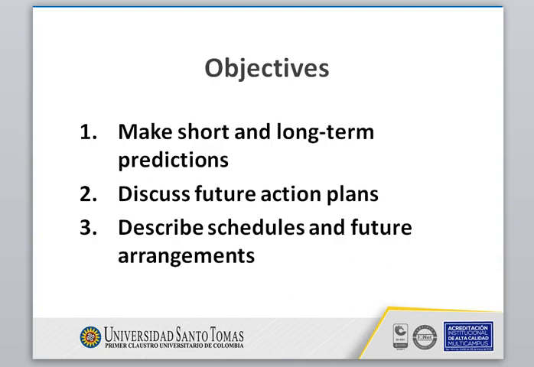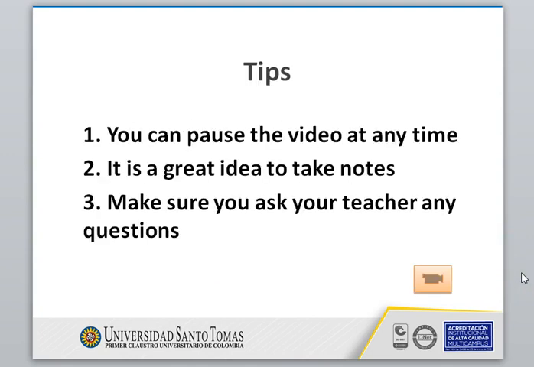Okay, I want you to understand a schedule as a timetable and an arrangement as a date or an appointment, pretty much. Remember that as usual, we have 3 recommendations to make. Number 1, you can pause the video at any time. Number 2, it's a great idea to take notes. And then number 3, make sure you ask your teacher any questions.